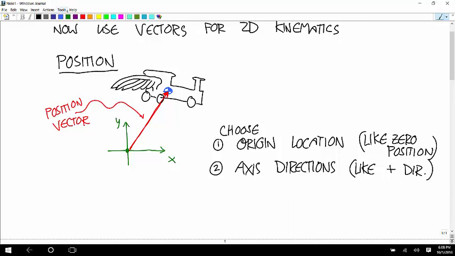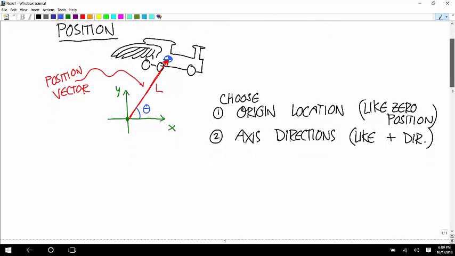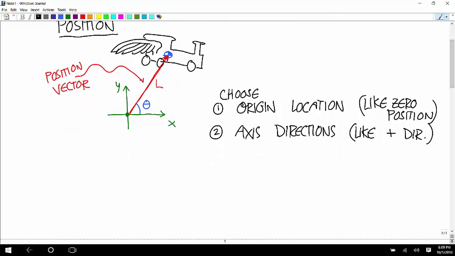And if you specify this as a magnitude of the vector and an angle from some landmark, from the horizontal or the vertical or something, you can take this vector and express it in components, and then you can do math with the components. But you can't specify that vector until you make these two choices.